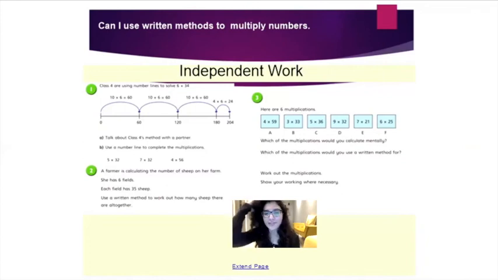Let's go through the questions together then. Number 1, class 4 are using number lines to solve 6 times 34. Talk about class 4's method with a partner.